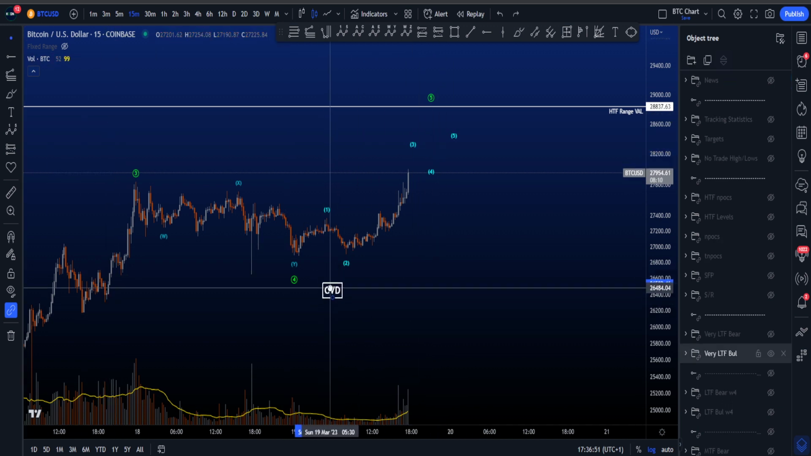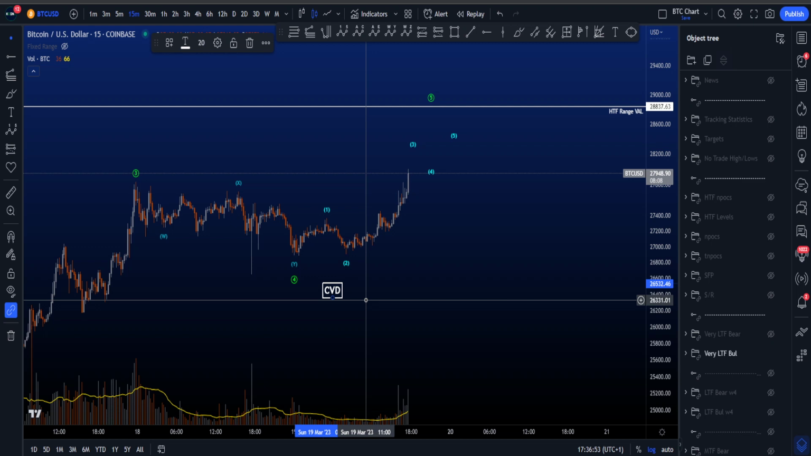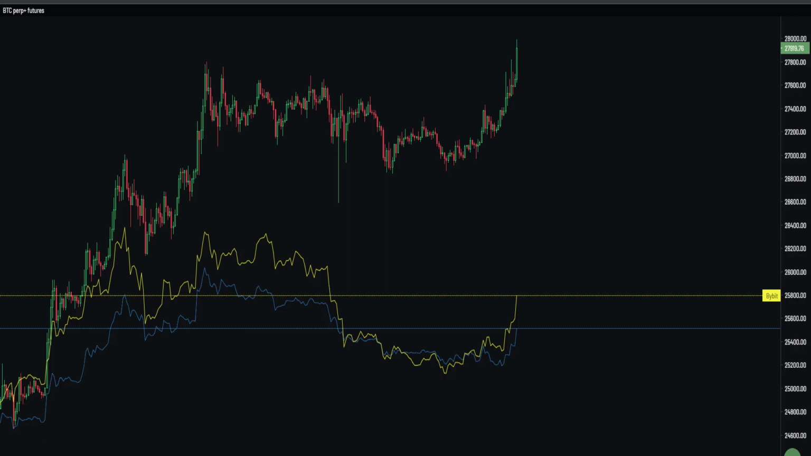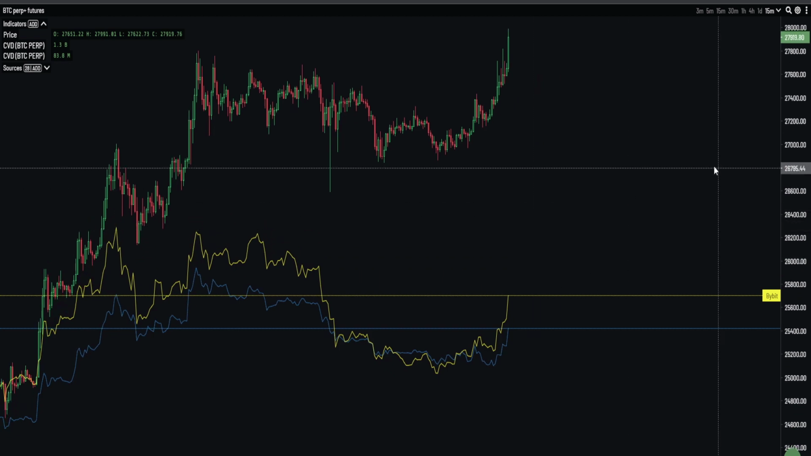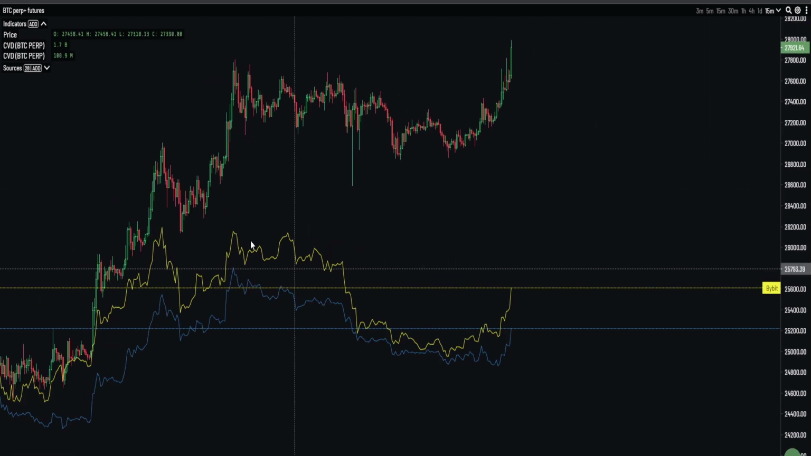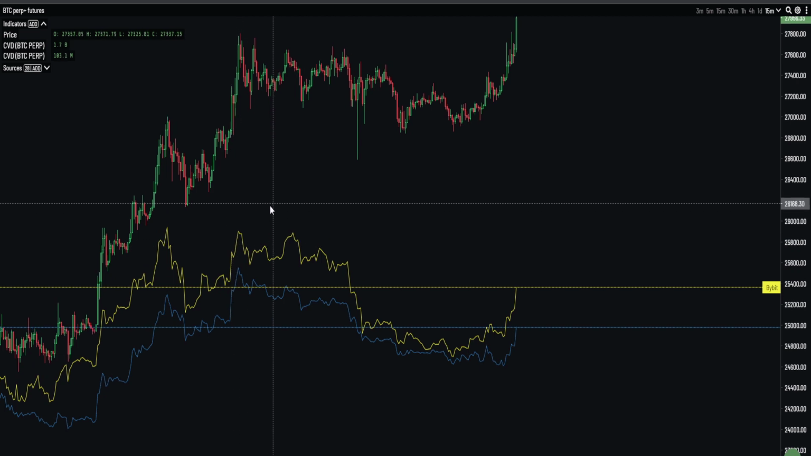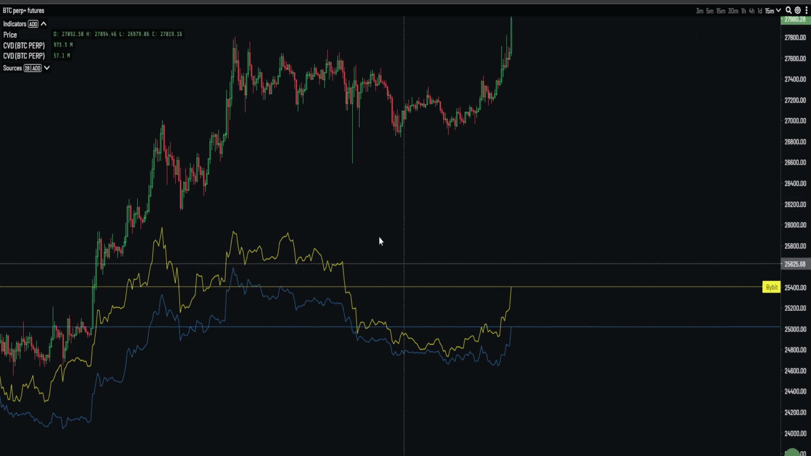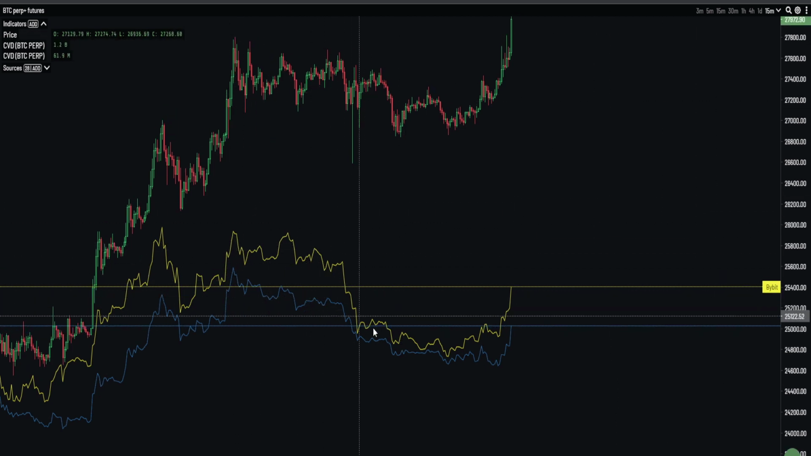Now also we have the CVD, and I know I still have to make an educational video about it. Many people ask me, and I will listen to you guys, so I will make sure to make a video. However, to shortly explain, we see a yellow line and a blue line, and these represent market buys or market orders. Basically what it says is over here, the yellow line and the blue line are going down, which means that many people are selling.